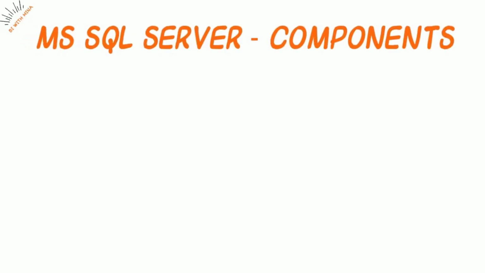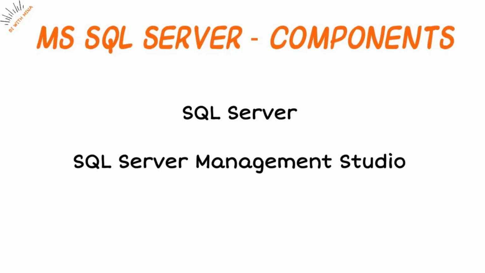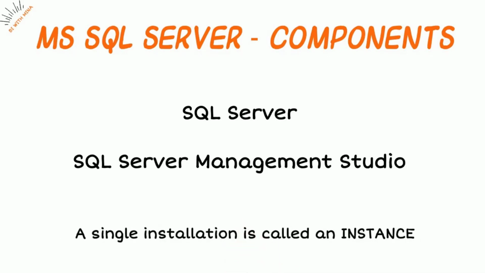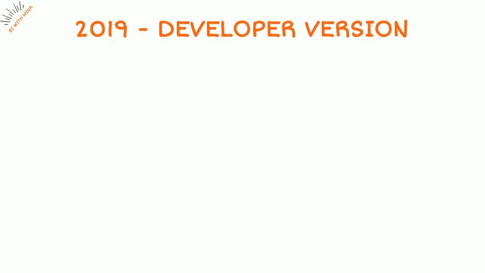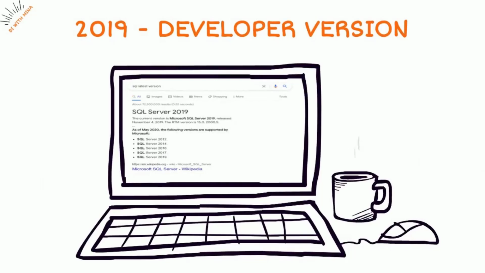SQL Server installation has two components. We have the SQL Server, which is the database engine that stores, secures, and processes the data. We also have the SQL Server Management Studio, which provides us with the graphical interface for us to write our SQL queries. A single complete installation of a SQL Server is called an instance. We are going to install the 2019 Developer Edition of Microsoft SQL Server, which is the latest edition at the time of this video creation.